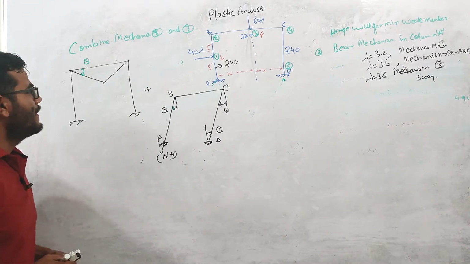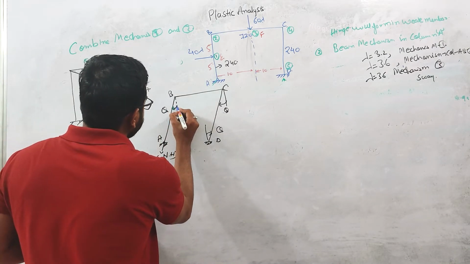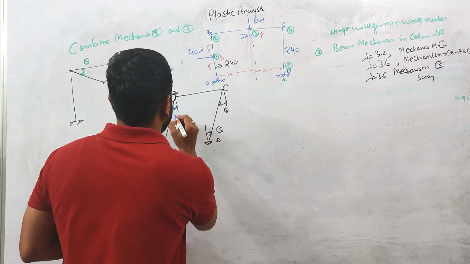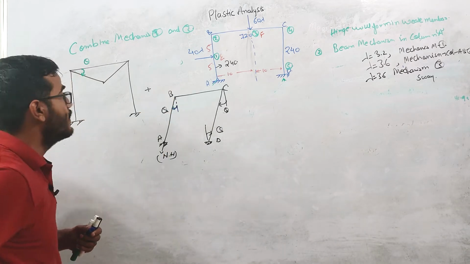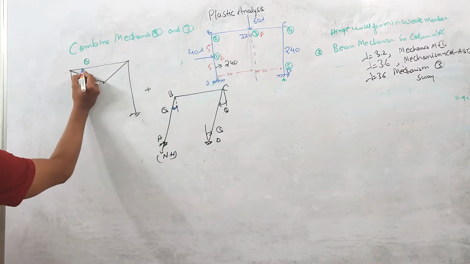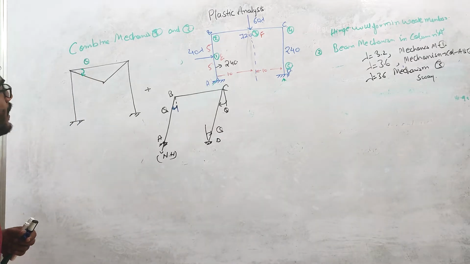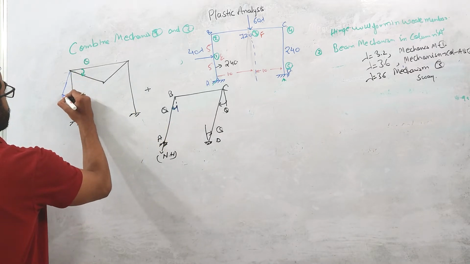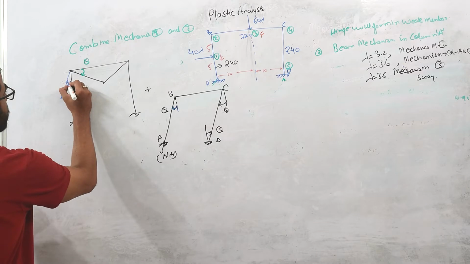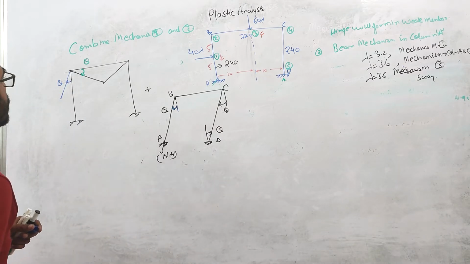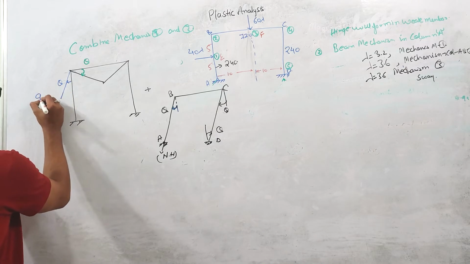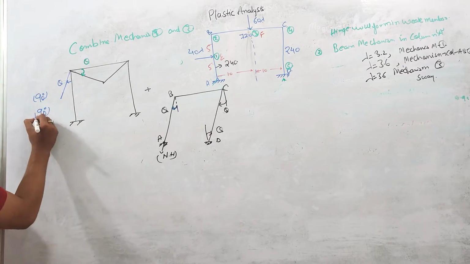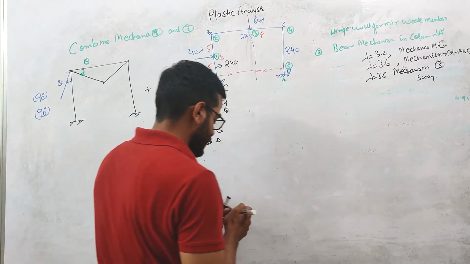Now let us see in which direction this member is rotating. In the clockwise direction. Similarly, this member is also rotating in the clockwise direction. If you combine these two, this member will look like this, and again this angle will be theta. The initial angle between these two members is 90 degrees, and after you combine these two mechanisms, the angle is still 90 degrees. So there will be no plastic hinge at this B point.